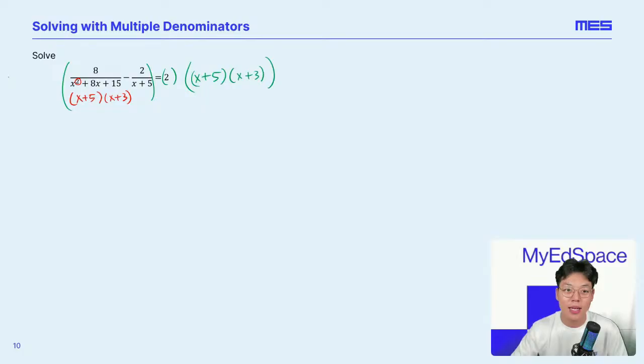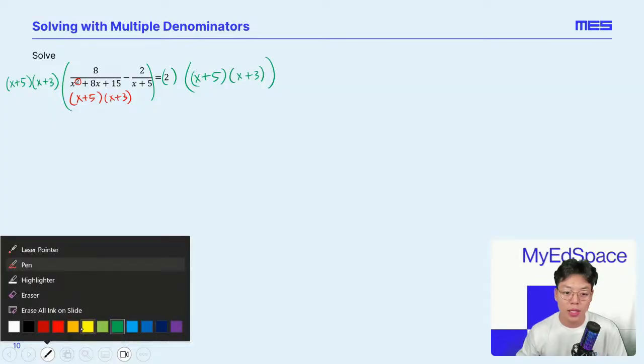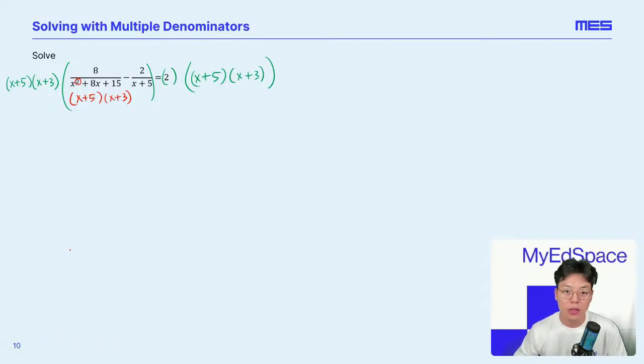Boom. And I don't know why I put the bigger parentheses, but more the merrier. And now, when we distribute, both of these factors will cancel out with both of these, leaving us with just an 8 for the first fraction. And for the second fraction, notice how the x plus 5s will cancel, but the x plus 3 still remains. And I'll do it step by step here. And on the right side, we'll have 2 times x squared plus 8x plus 15.